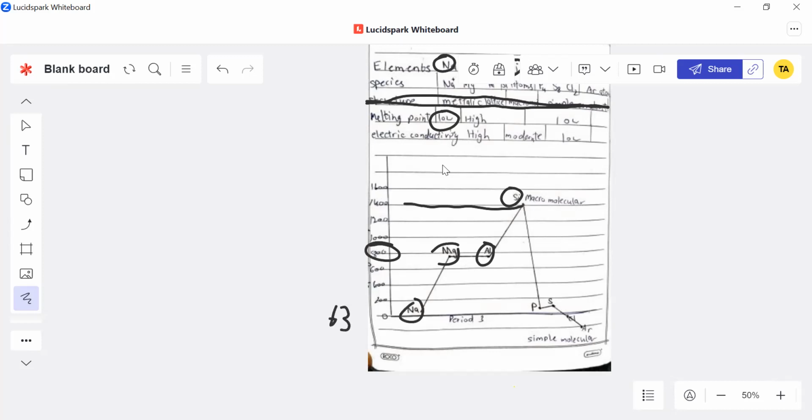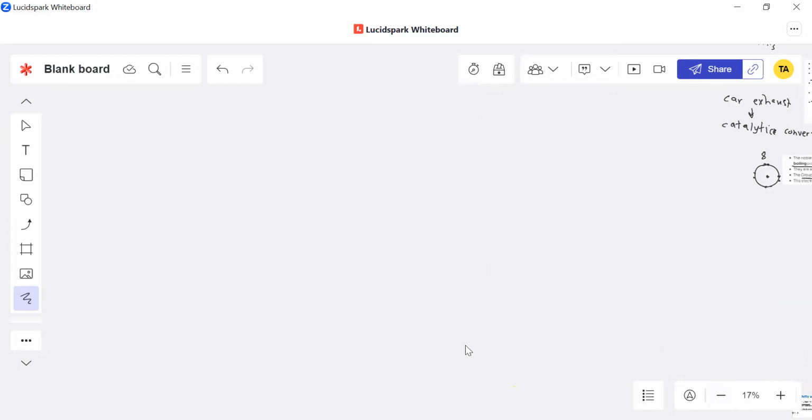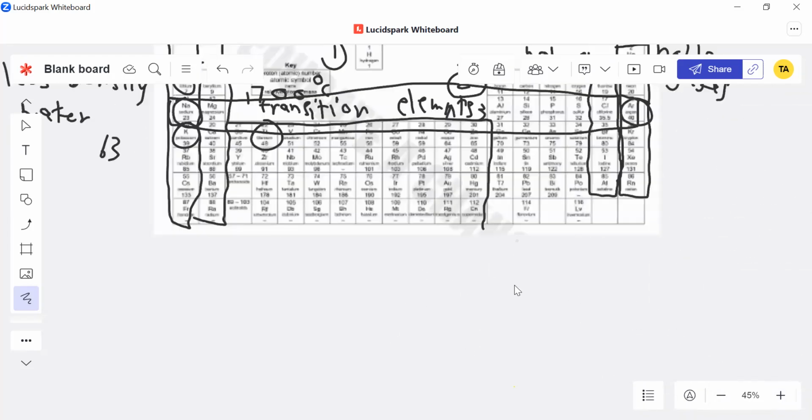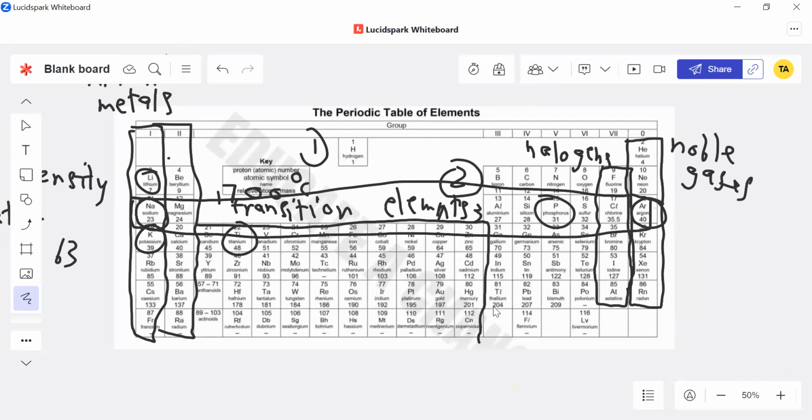Sodium, I said it's around 63 degrees. Na is sodium, it's around 63 degrees. And from silicon onwards, the melting point would decrease. So let me go back to the periodic table, right? From phosphorus to argon, the melting point would decrease because these are simple molecular. You don't need to know what simple molecular is. They are only simple molecular, and argon has the lowest melting point because it is unreactive and it has a complete outer shell. Because of this, it will have a low melting point.